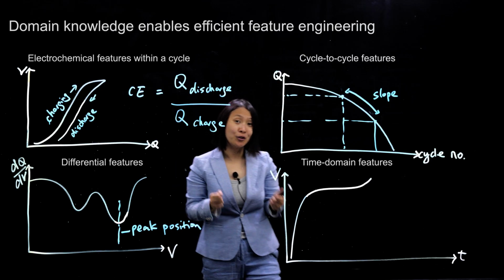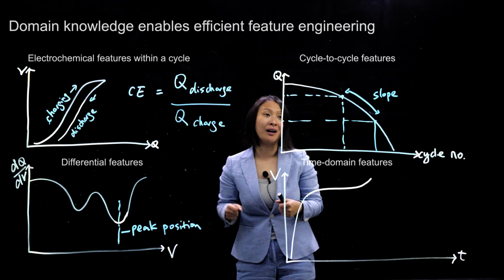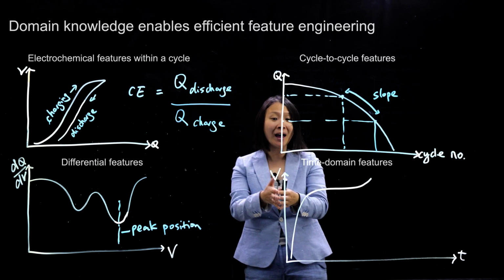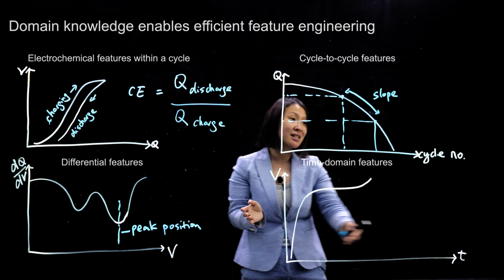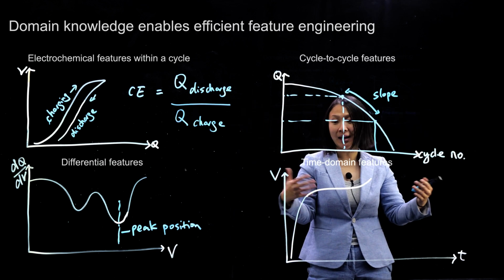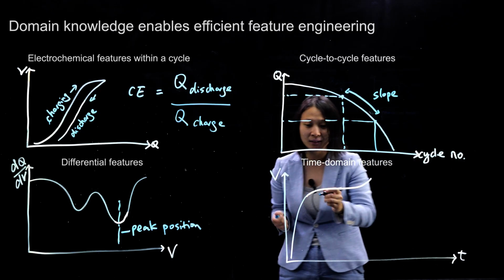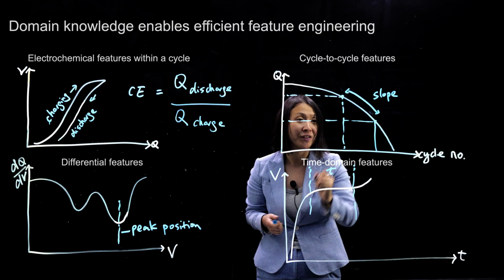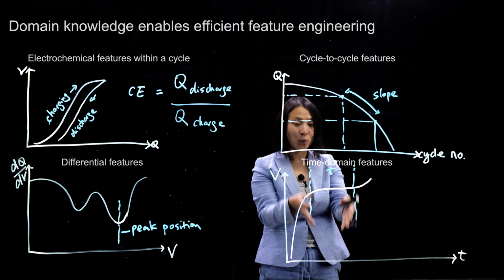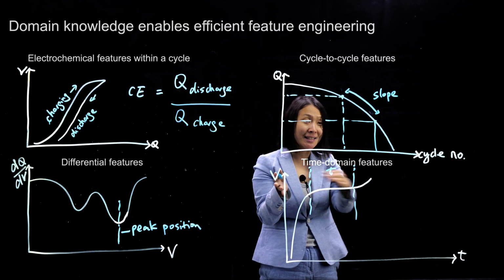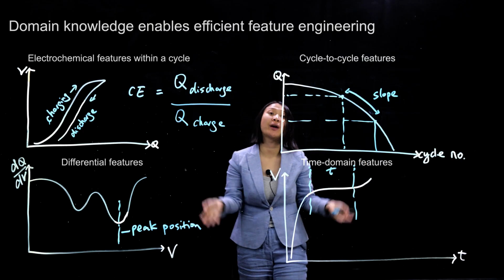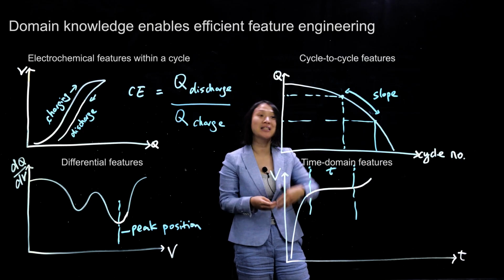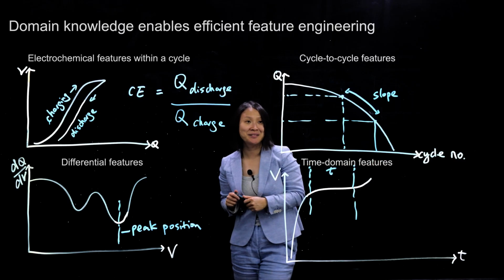For example, during a battery charging exercise, or during the protocol design period, we can have the voltage changes as a function of time. And here, during this charging period, we can say, let's take the time when the battery voltage stays constant as a feature, and we can use this information to help us build machine learning models to predict the battery degradation.